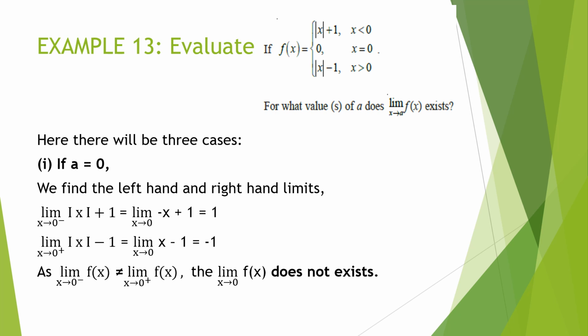So what has happened is the limit as x tends to 0 minus and the limit as x tends to 0 plus are both not the same. So the limit of the function as x tends to 0 does not exist. So when a is equal to 0, your limit does not exist.